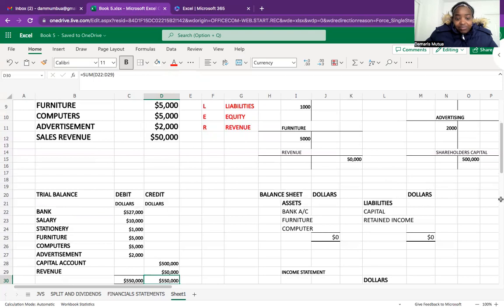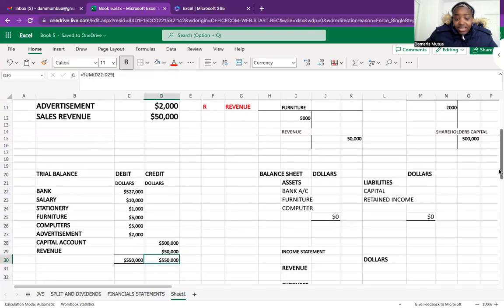Our trial balance is balanced. Our debits and our credits are equal. That should be the first check of your trial balance. But it's also good to go through the transactions, because maybe you could have interchanged a transaction and your trial balance still balances. So it's good to go through each and every account to check that you've done it correctly.